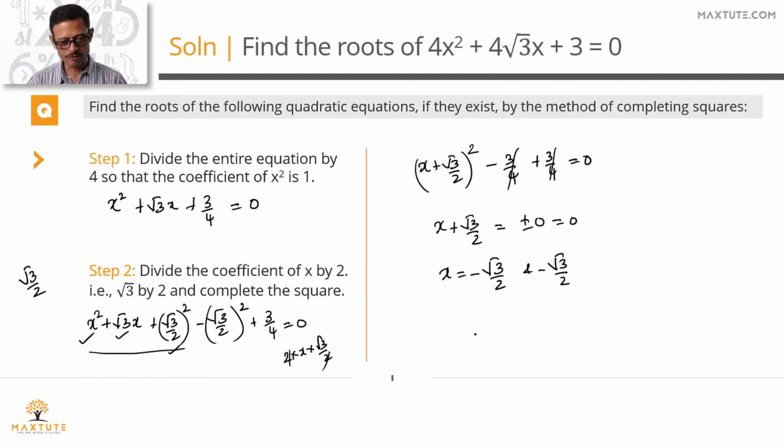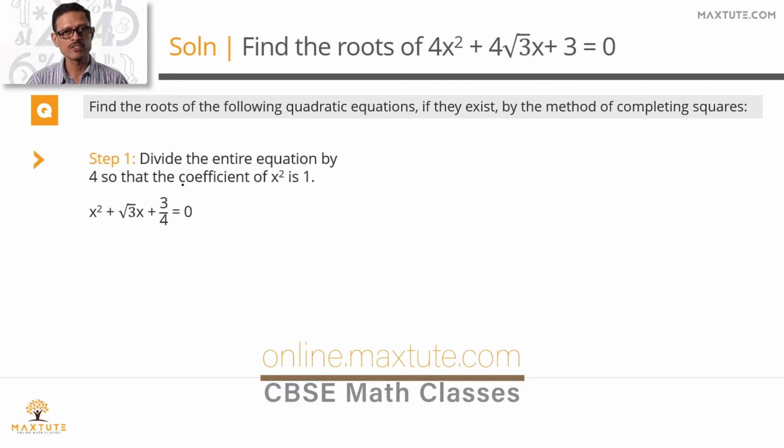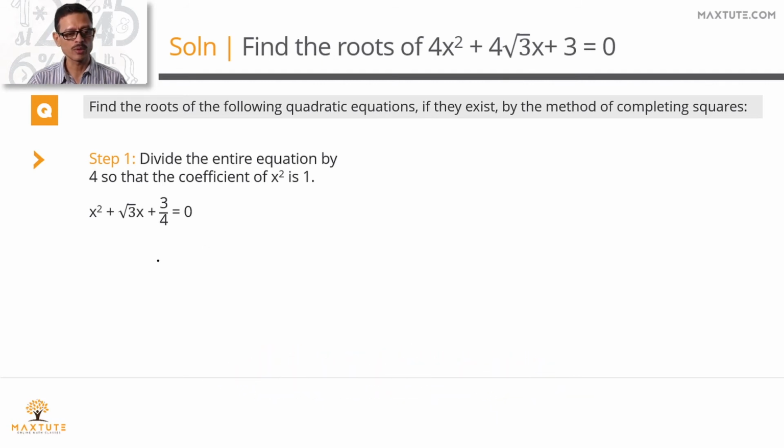Quickly summarize it in a printed form. Step 1, divide the coefficient of x square by 4 and the rest of the equation therefore by 4 to make the coefficient of x square a 1. So this is the resultant equation.